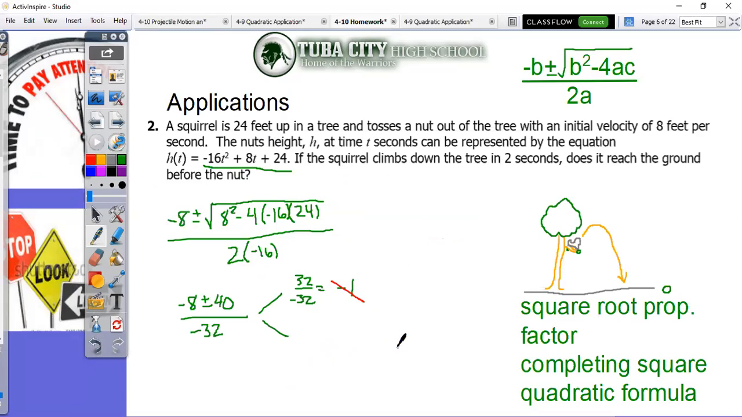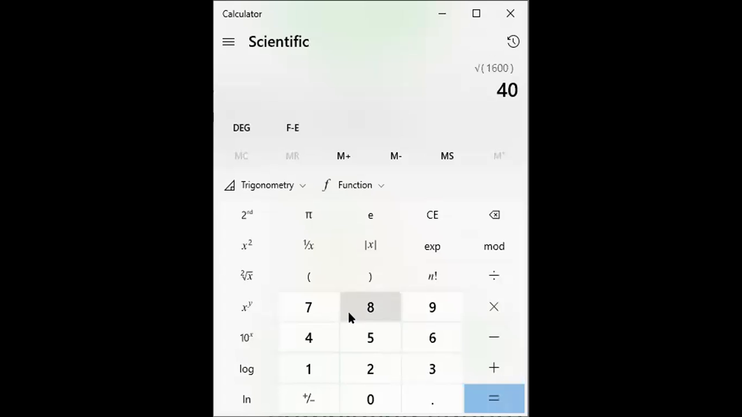Let's try the other combination. We got to minus it this time. So in this case, it would be negative 8 minus 40. That would make two negative numbers, and two negative numbers combine to make a larger negative number. And we end up with a fraction. Anytime you have a fraction, try to divide it, and if it won't divide, reduce it.